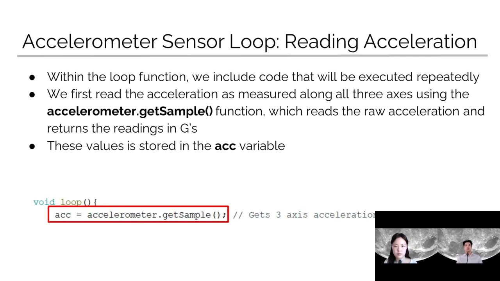So the loop function is where we include code that will be executed repeatedly. Yeah, so in the loop function, we will first read the acceleration, measured along all three XYZ axes, using the accelerometer.getSample function. And this function will first read in the raw acceleration and then convert the readings to G's. And these readings are stored in the ACC variable.